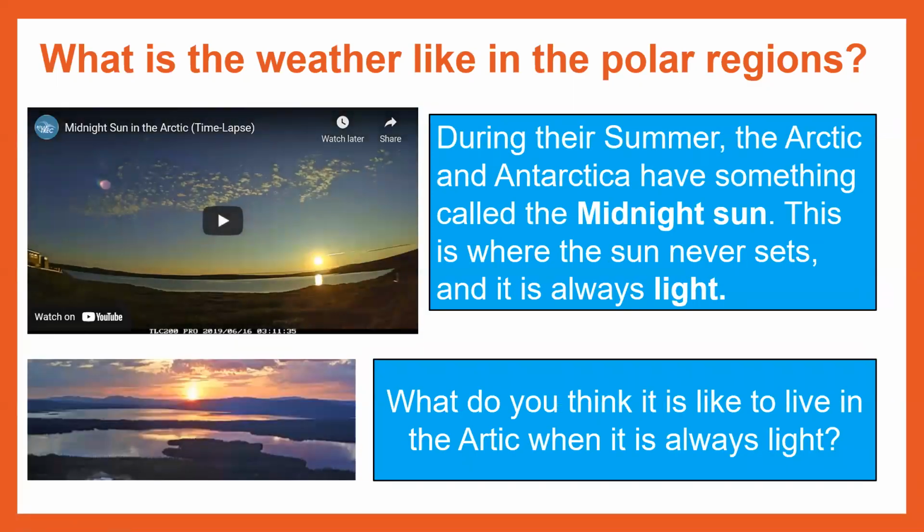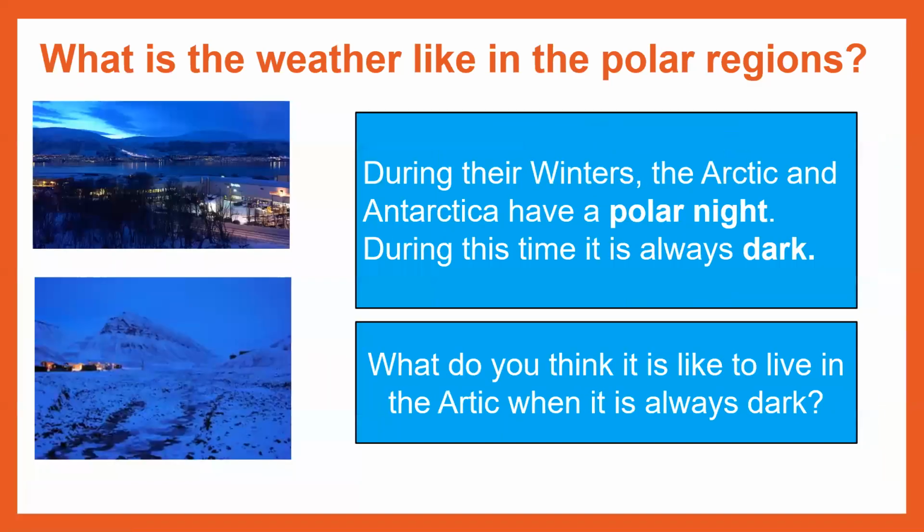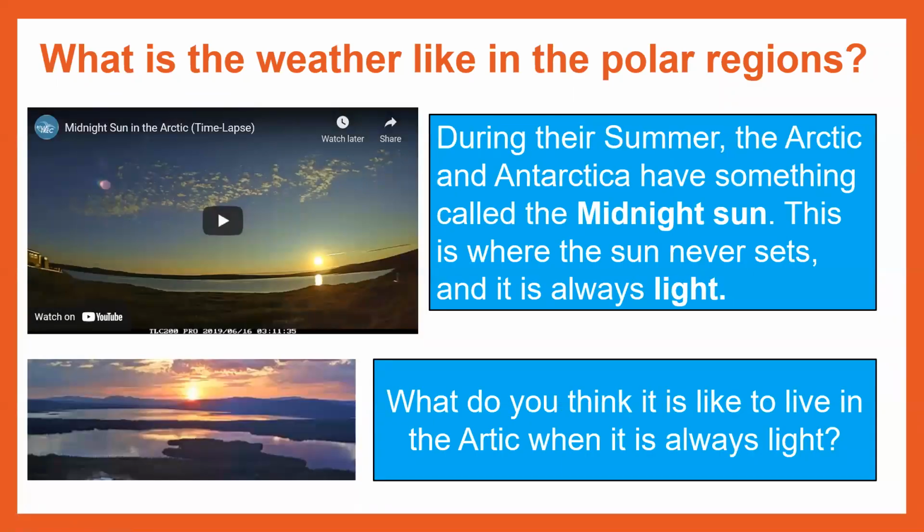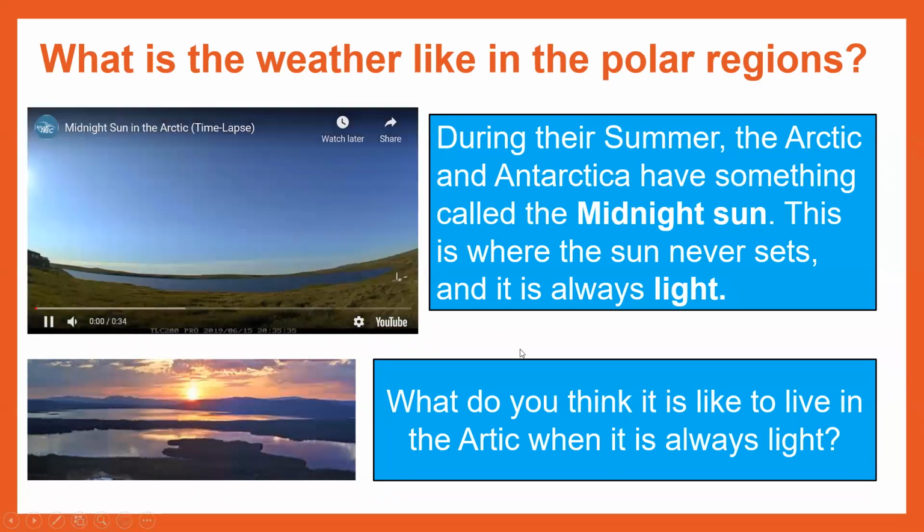Okay, so during the summer, the Arctic and the Antarctica have something that's called the midnight sun, which is another one of our keywords. The midnight sun is where the sun never sets and it's always light. So it's the complete opposite to a polar night. It's always light. What do you think it's like to live in the Arctic when it is always light? I would like you to think about that question as you watch the video about midnight sun in the Arctic.